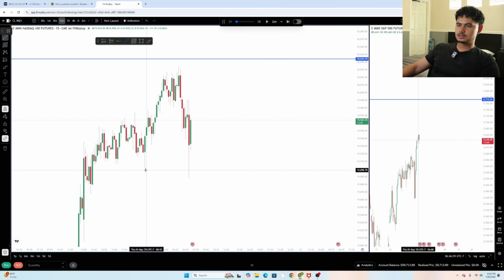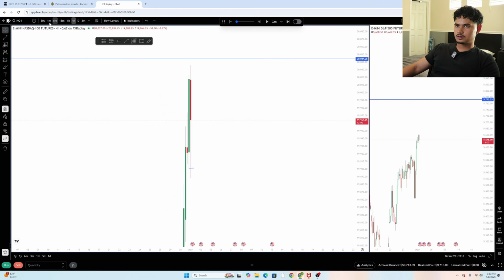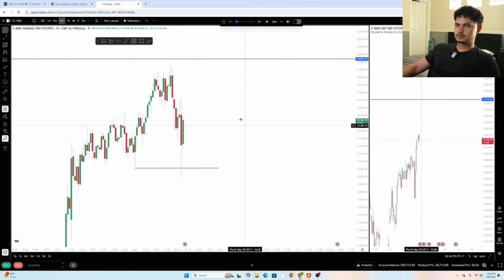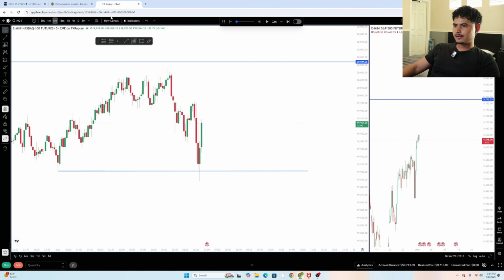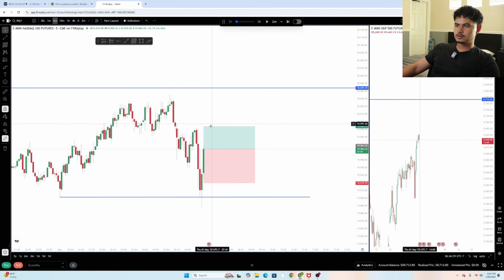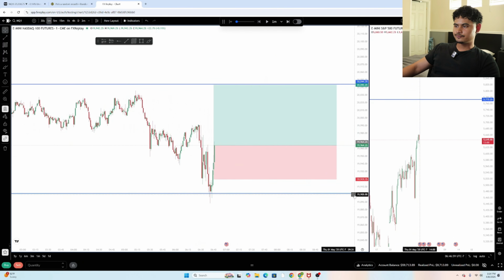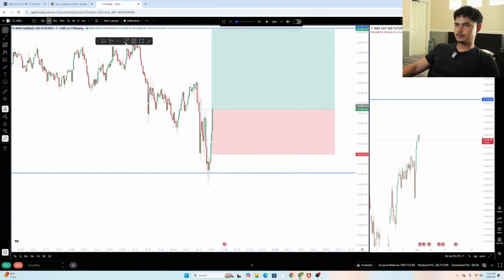Took out this liquidity right here. I think this looks good. Targeting this right here. Kind of took out the break-even point though, but we can go break-even right here. That'll be our next break-even point.